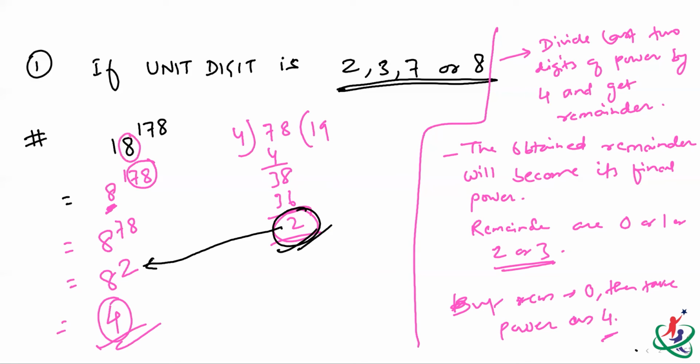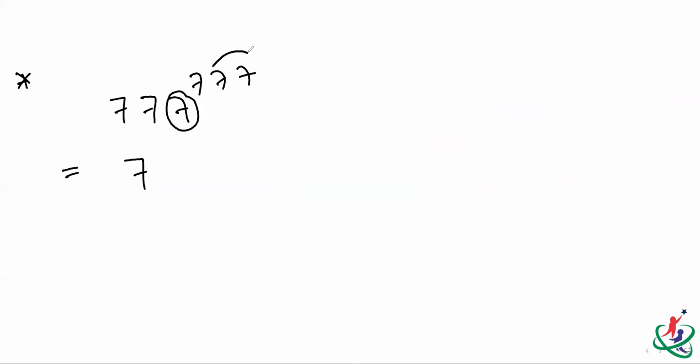Now let me take another question to explain the entire theory. You can pause the video, you can write it down and you can understand. If any questions come to your mind, you can write in the comment box. So let me take another question. What if I write 777 ki power 777? I told you our business is only with unit and the last two digits of power. So our job is done.